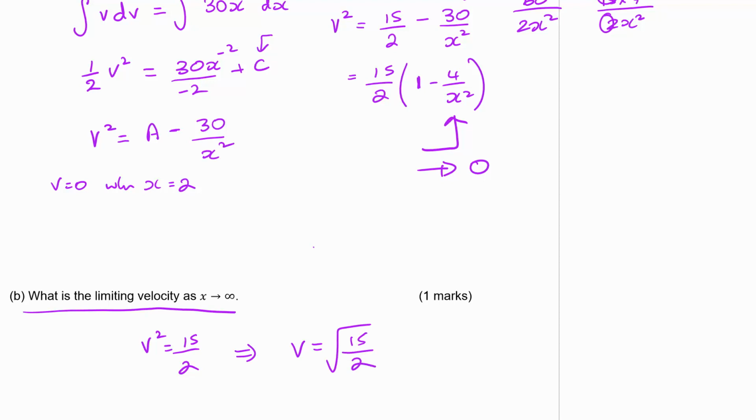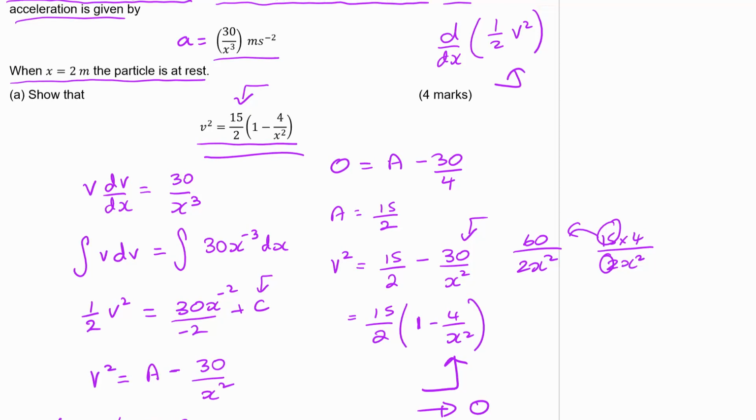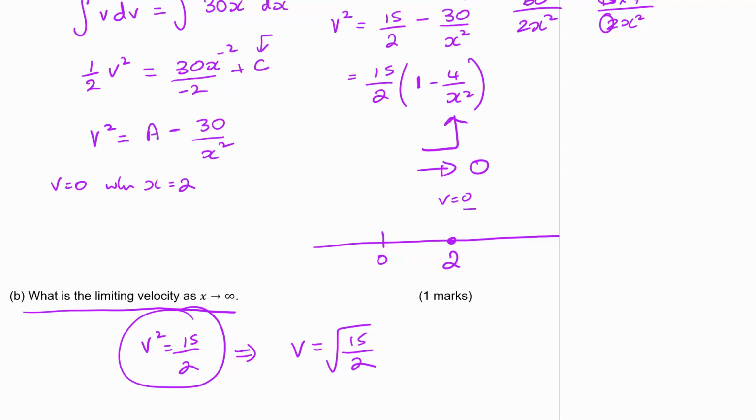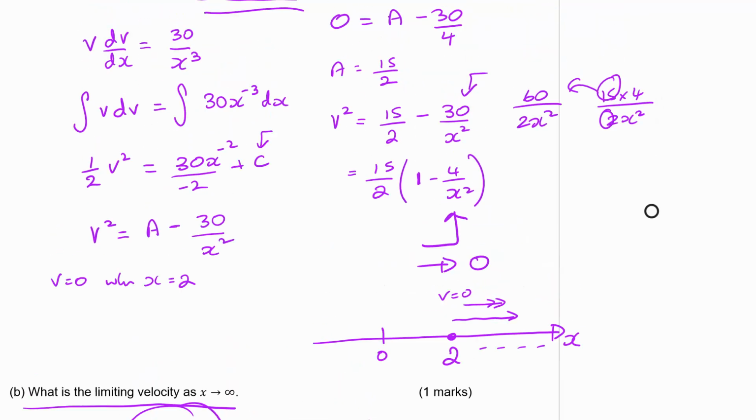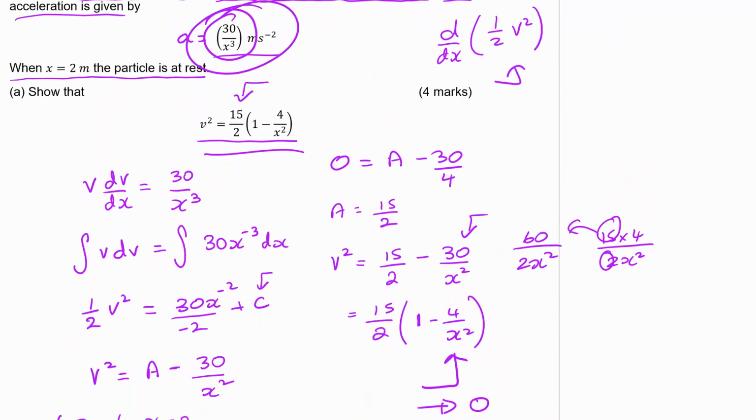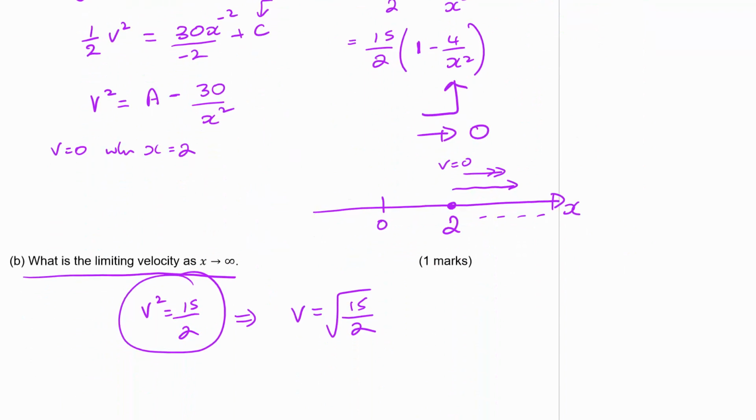Now note here, it can't be the negative. With v squared being equal to 15 over 2, you'd think there might be a plus or minus in here, but there isn't. Because the particle starts when x is 2, v is 0 at this point, and when x is 2, the acceleration, 30 over 8, is positive. So at this point, it starts to accelerate in this direction, which means it's going to start moving this way, which means that the x value is always going to be positive, and therefore the acceleration is always positive. So we can't have a negative velocity.